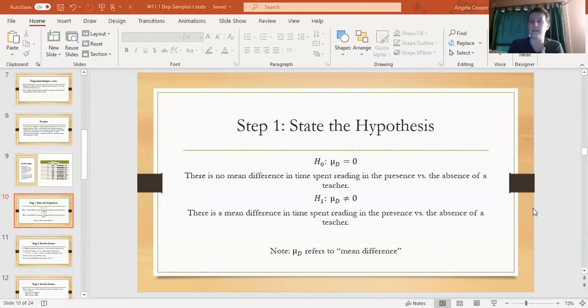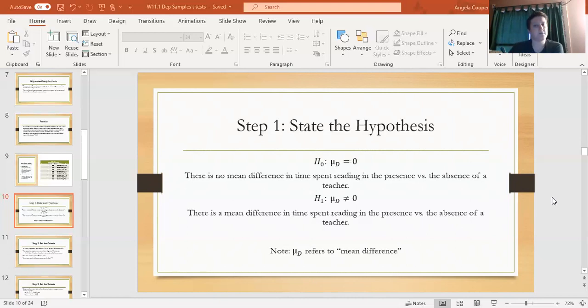So there is a mean difference in the time spent reading with the teacher in the room and without the teacher in the room. And again, that mu d refers to just the mean difference. Okay, so we have our hypothesis stated.